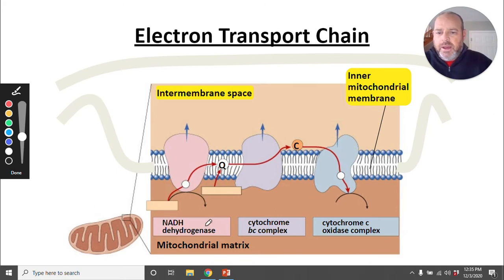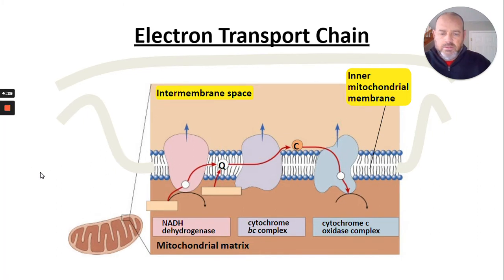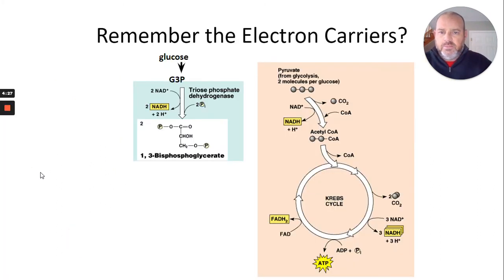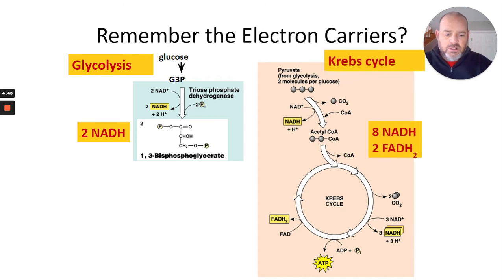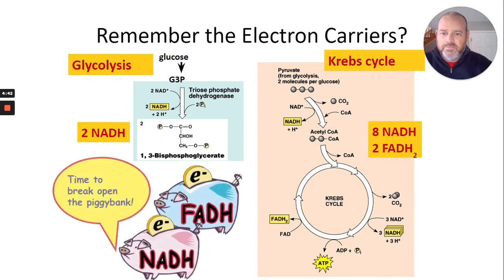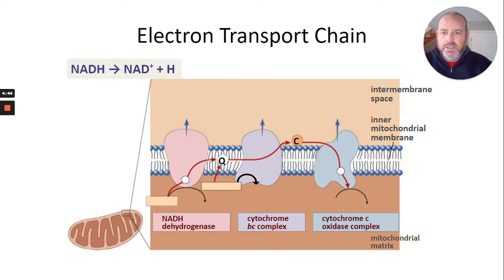Okay, so mitochondrial matrix on the inside, the inner membrane space here, and we are in that membrane there. So that's kind of where everything is, and we'll fill in some gaps as we go. We generated a lot of electron carriers from glycolysis and Krebs, so we're going to have those ready to go. All the NADH and FADH, they are going to be good to go. So we got a lot of those guys. So time to break open the piggy bank.